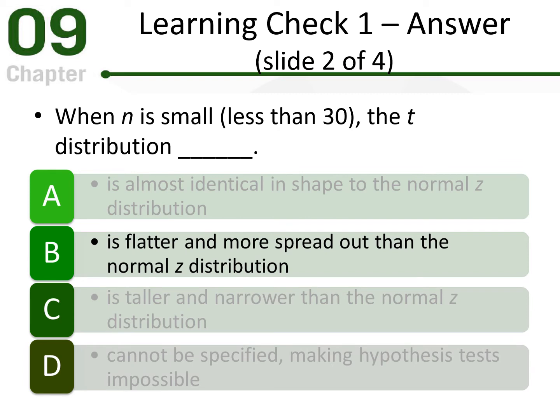The t-distribution is flatter and more spread out, has thicker tails compared to the z-distribution when your sample is small, especially smaller than 30. The smaller the sample, the flatter it is and the thicker the tails in the t-distribution, and therefore the harder it is to reject the null. So get a bigger sample.